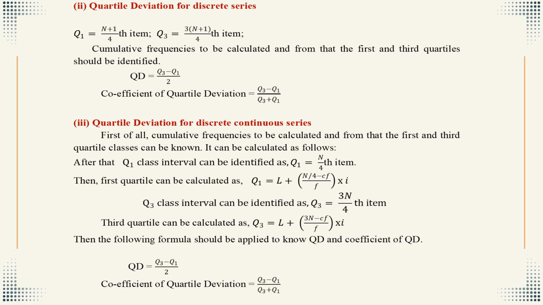For the Q3 class interval, Q3 is the 3n by 4th item, and like that the third quartile can be calculated as L plus (3n by 4 minus cf) by f into i. Then the following formula should be applied. Quartile deviation equals (Q3 minus Q1) by 2. Coefficient of quartile deviation is (Q3 minus Q1) by (Q3 plus Q1). The formula is the same for all cases: individual observation, discrete series or continuous series.